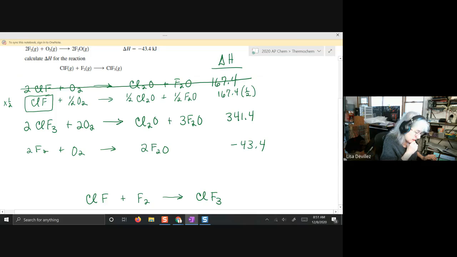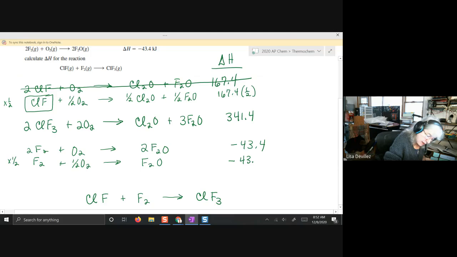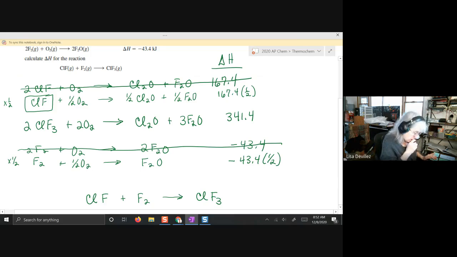Now I need just F2, and it's only in the bottom equation. So I'm gonna do the same thing, multiply by half. That gets me F2 + 1/2 O2 → F2O. So I'm gonna take that times 1/2, mark through that. Okay, so this is now where I need it to be.